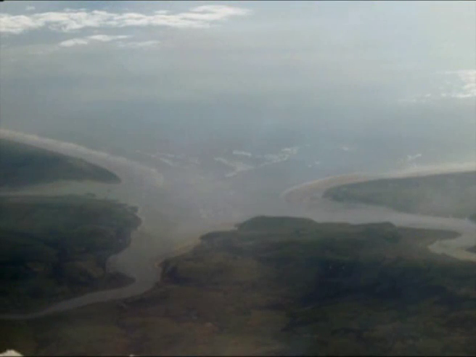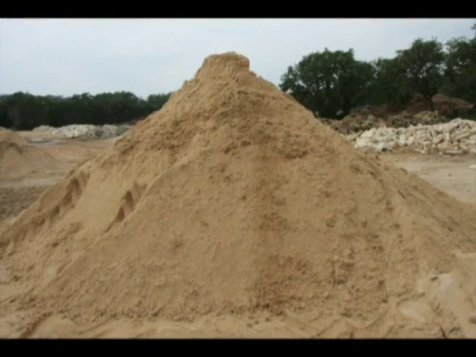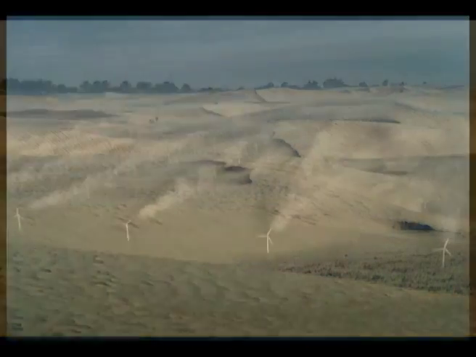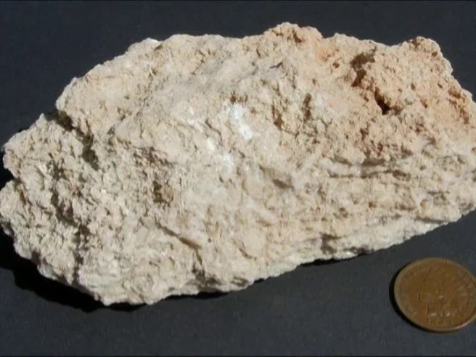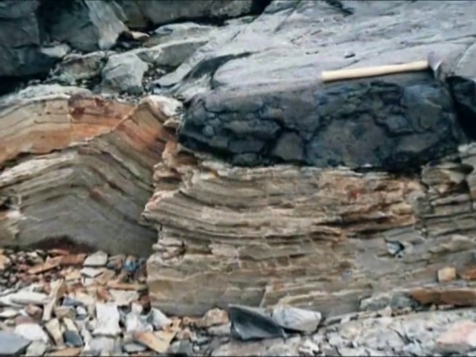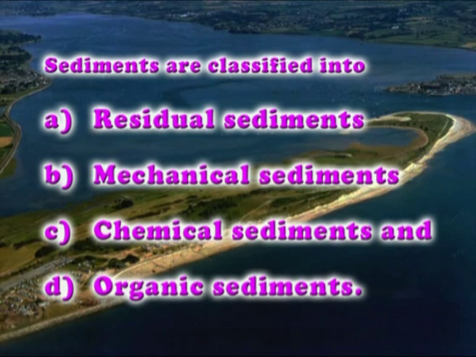Let us see the first one, the types of sedimentary deposits. Sediments are the earth's materials like gravel, sand, mud and the lime that are transported and deposited by wind, water, ice and gravity. They get accumulated and cemented to form sedimentary rocks. Based on the mechanism of accumulation, sediments are classified into residual sediments, mechanical sediments, chemical sediments and organic sediments.